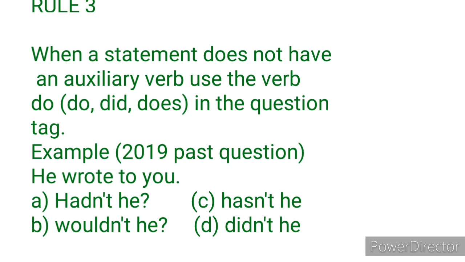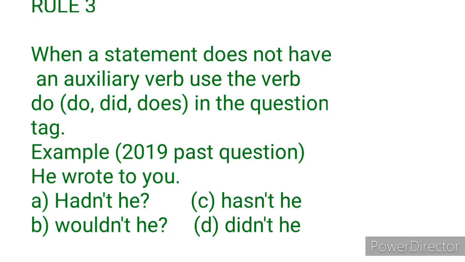The statement only has one verb, which is wrote, and wrote is the main verb of the statement, so it does not contain an auxiliary verb. If I said, I am writing to you, the statement has 2 verbs, am and writing. Am is the auxiliary verb, and writing is the main verb. But he wrote to you has only one verb, which is the main verb, and does not contain an auxiliary verb. For that reason, we are going to use the verb do in the question tag.